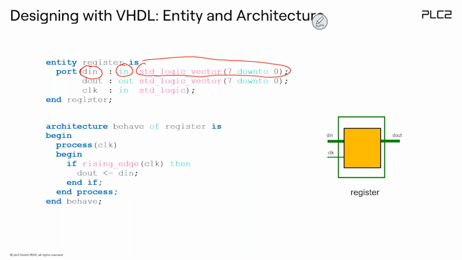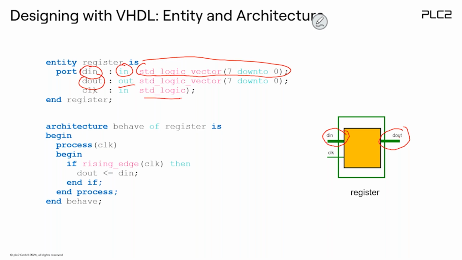So that's the first one, exactly this definition here. Now the second, it's a DOut. It's an output of the same type, an 8-bit vector. Well, that's this one. And the last one is a clock. It's just a single signal, not a vector, just a single signal.